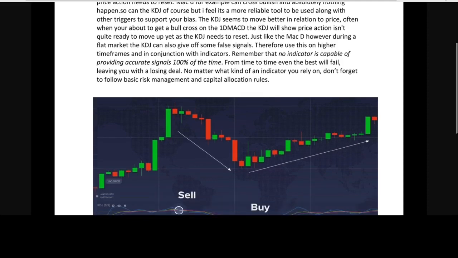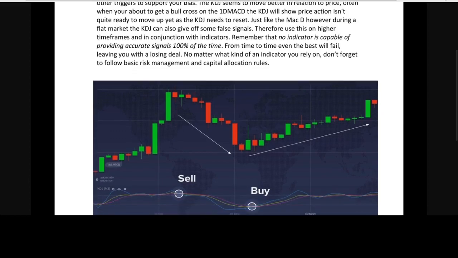The KDJ seems to move better in relation to price. Often when you're about to get a bull cross on the one day MACD, the KDJ will show price action isn't quite ready to move as yet, as the KDJ needs to reset. Just like the MACD, however, during a flat market, the KDJ can also give off false signals. Therefore, use this on higher time frames and in conjunction with the indicators. Remember that no indicator is capable of providing accurate signals 100% of the time, and from time to time, even the best will fail, leaving you with a losing deal.